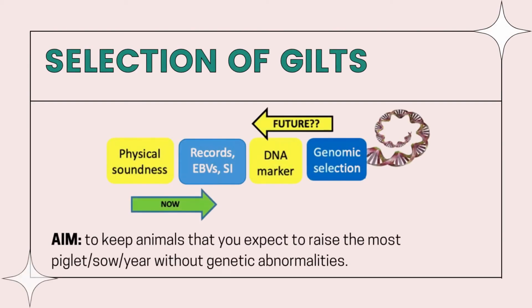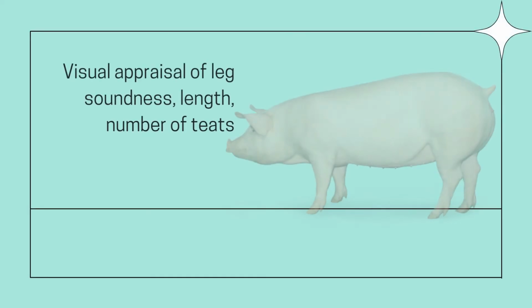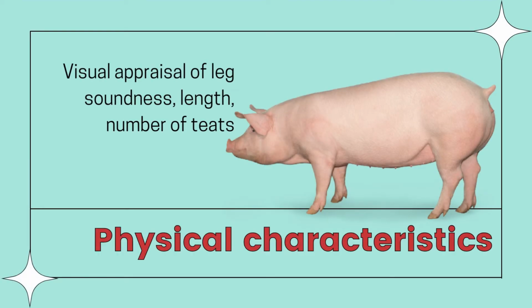Selection of gilts. The aim is to keep animals that you expect to raise the most piglets per sow per year without genetic abnormalities. In selection, it begins with physical soundness, selection index, estimated breeding values, DNA marker, and genomic selection, but in the future, we start with genomic selection because there are traits that we seek in our gilts. Physical characteristics would include the visual appraisal of leg soundness, length, and the number of teats.